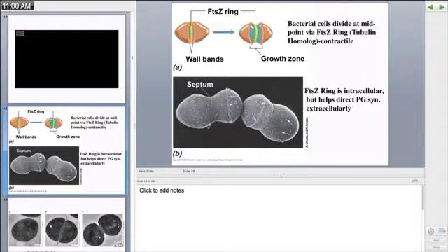So we're now talking about microbial growth. We've gone through nutrition, seen how they've taken up nutrients. Now what are they doing with them? So how do they grow and how do they divide?